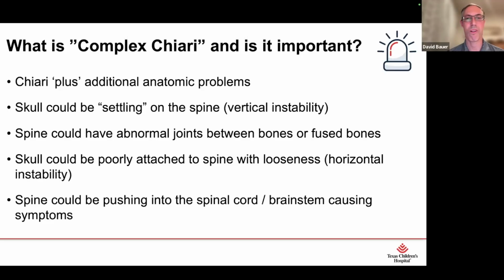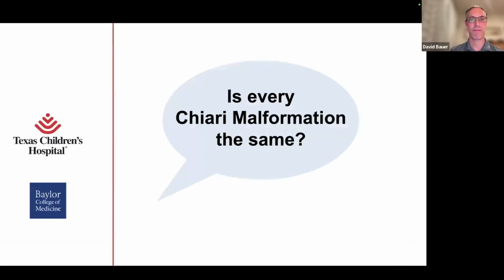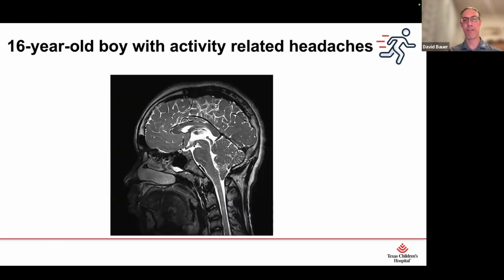The skull could be poorly attached to the spine with some looseness, meaning the skull kind of rocks back and forth when it shouldn't on the spine. Or the spine could be pushing into the spinal cord, causing brainstem compression and symptoms. So that's complex Chiari. And so, is every Chiari malformation the same?